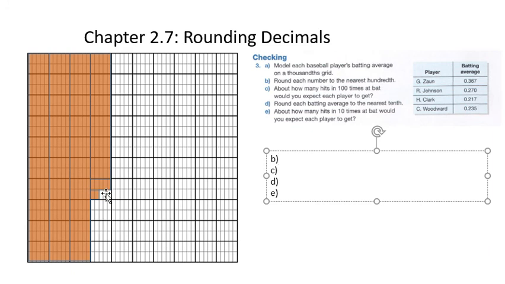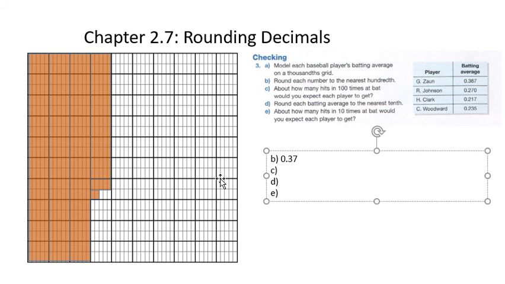So for rounding 0.367 to the nearest hundredth would be 0.37. I want to point something out. The answer is not 0.370 because that would be rounding it to the nearest thousandth. But the question's asking only to the nearest hundredth. So that would be 0.37.